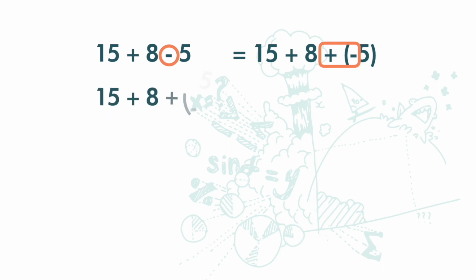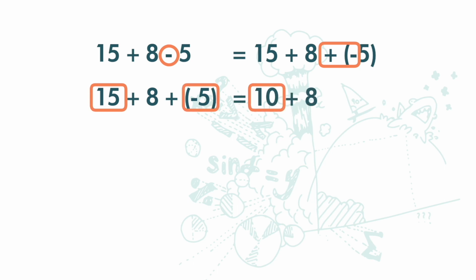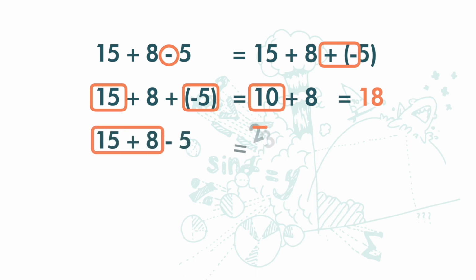So we have 15 plus 8 minus 5. We can add up 15 and minus 5 to get 10 first, then only plus 8 to get 18. This will make our computation slightly easier. Of course, we can add up 15 and 8 first to get 23, then only minus 5 to get 18. But this is slightly harder to compute, unless you use a calculator.